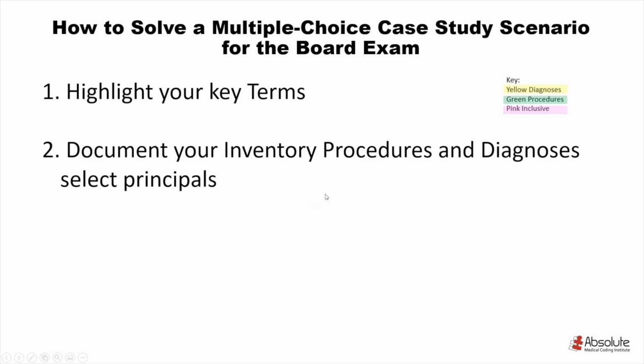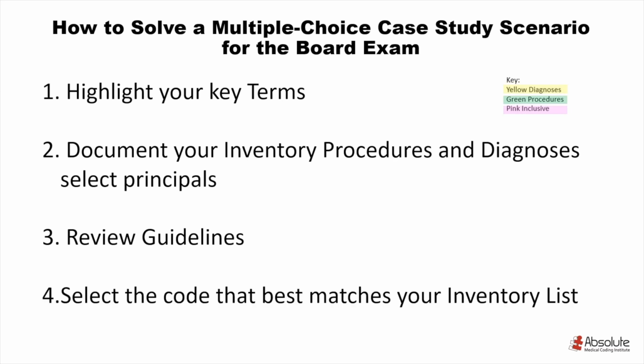Step 2, document your inventory: your procedures, diagnoses, signs and symptoms. Then you select your principal diagnosis or first listed diagnosis, and principal procedure. Step 3, review all guidelines. And step 4, select the code that best matches your inventory list. I'm gonna let that marinate. Highlight your key terms: yellow, green, pink. Number 2, you're going to inventory. We've been doing this in class. Write down your diagnoses, signs and symptoms, and procedures.